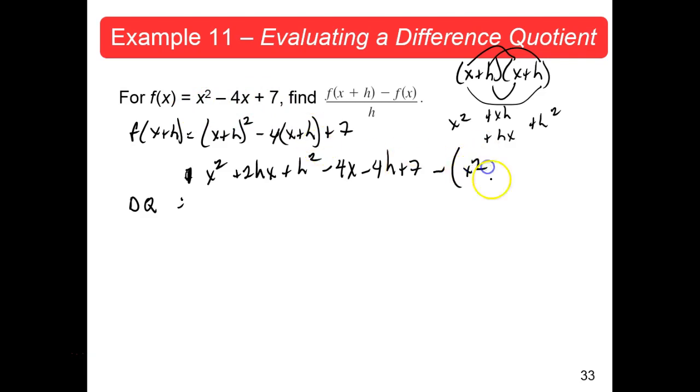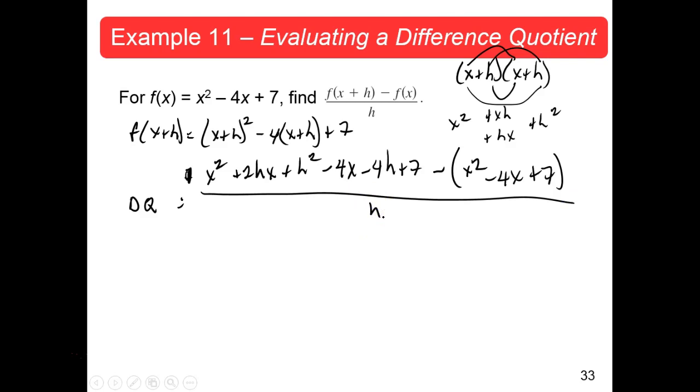X squared minus 4x plus 7. And then we're going to take all that and divide by h. What's that? Yeah, I heard something about a negative sign. Once you distribute that negative sign to that parentheses. Okay. You don't like it there, or it needs to be there? Do you want to distribute that within the parentheses? Yeah, that's our next step. You're absolutely right. Very good.